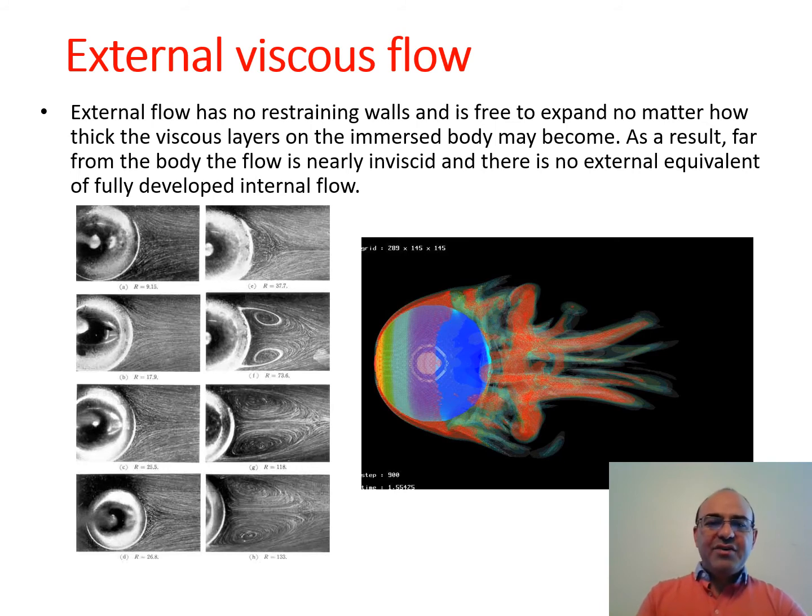So we talked about internal flow, and we said that some of the other flows are external, the topic of the next chapter. External flow has no restraining walls and is free to expand no matter how thick the viscous layers on the immersed body may become. For instance, on the right side, you see a sphere, and very close to the surface of the sphere, we do have the boundary layer where the effect of viscosity is very strong. At the back of it, there is circulation, called a wake, with pressure drop and turbulence. We will see it in the next chapter. So this is an example of an external flow.